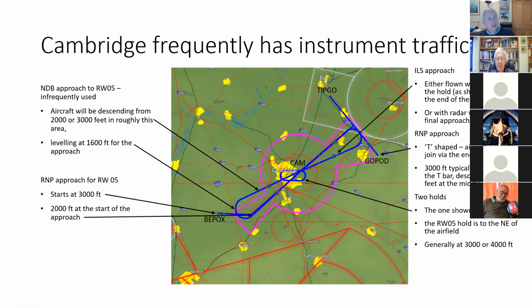And it's for that reason that if you're talking to Cambridge Air Traffic, they might well be more interested in how high you are than exactly where you are, because if they know you're at 3,000 feet, you're going to be clear of most of this lot.